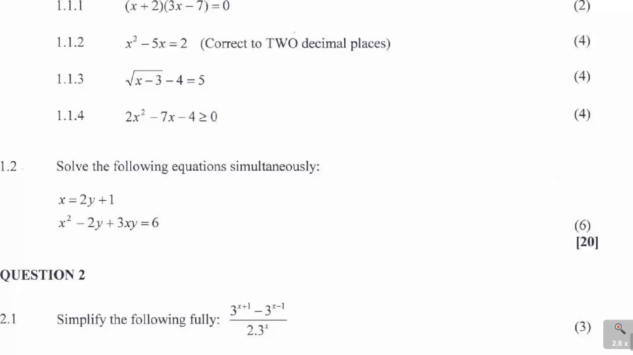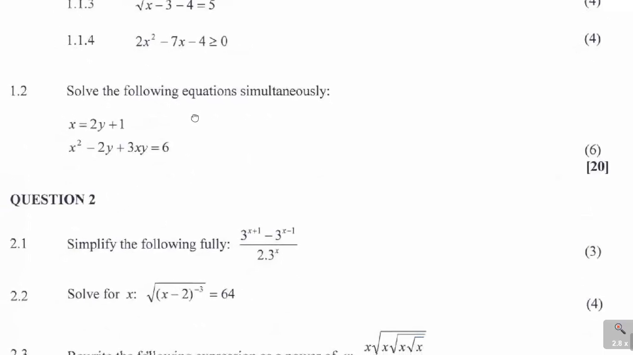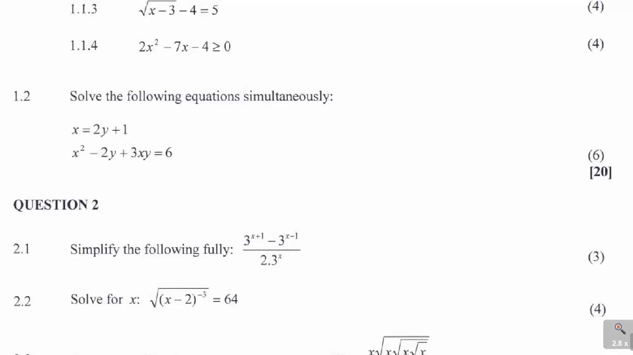All right, now continuing with this other one, that was 1.1.4. So you can see these are good marks that you can take advantage of in your final exam. So what are we looking at here? It says 2x squared minus 7x minus 4 is greater than or equal to 0. These are inequalities, and it's very, very important for you to understand how to solve them.